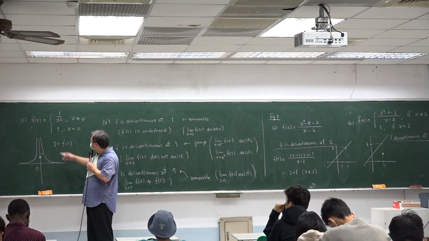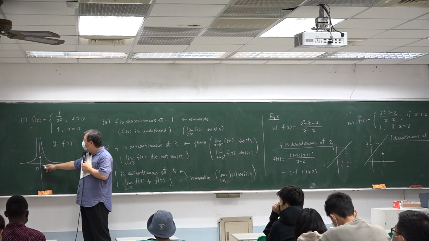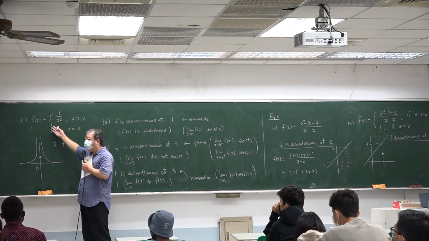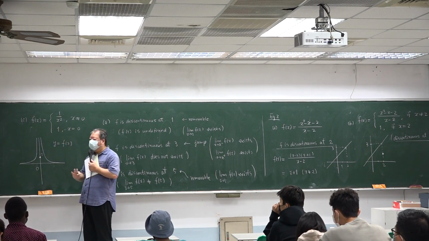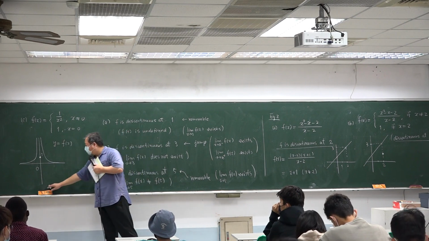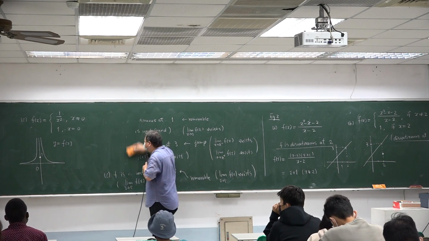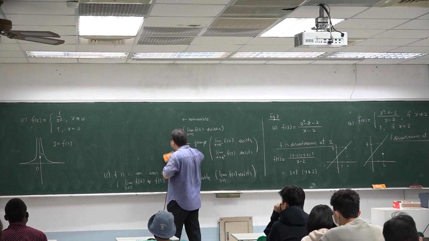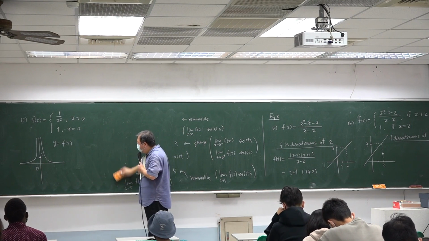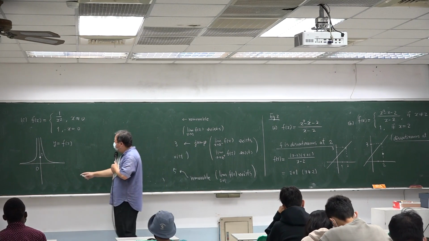Since this function is discontinuous at 0, because the limit of this function at 0 does not exist, it is discontinuous at 0. And it is continuous at every point other than 0.